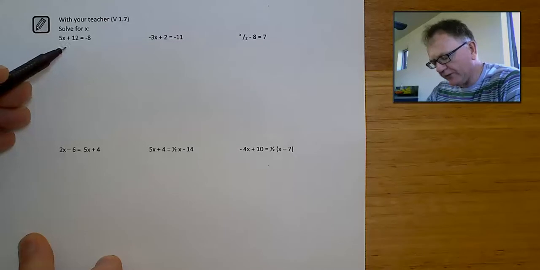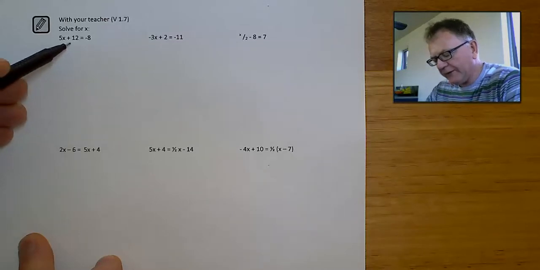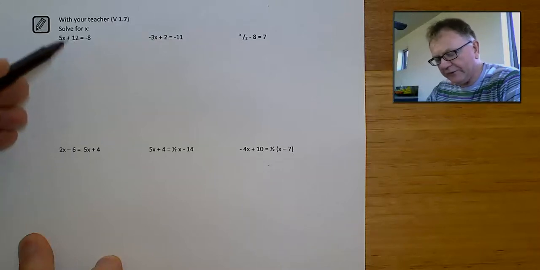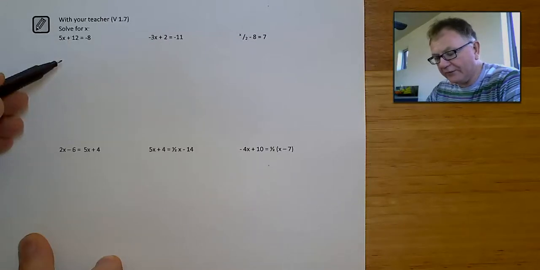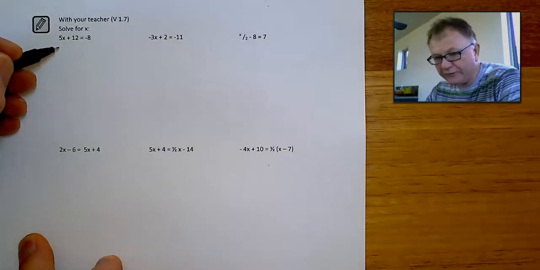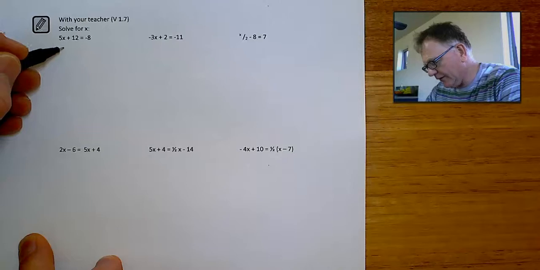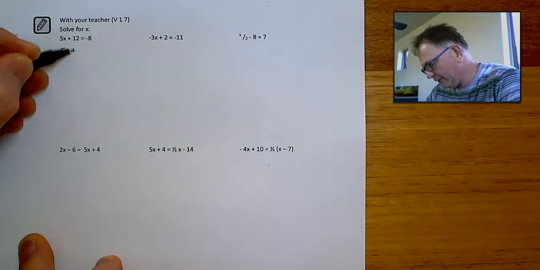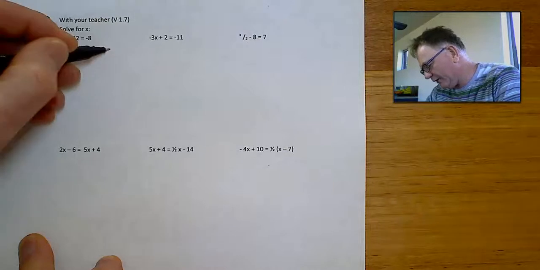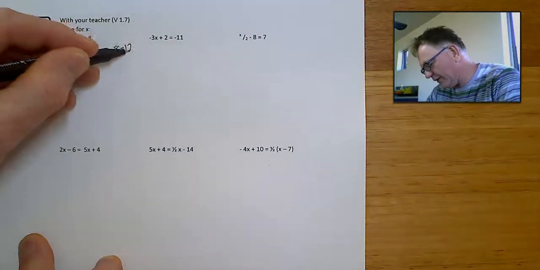Now when they look a bit like this, 5x plus something or something x plus something, the good thing to do is to get rid of that bit first. Now if it's 5x plus 12, I can get rid of that bit by taking away 12 from both sides of the equation. I'm going to put all the steps in here, but later on I'll skip a few steps out. So 5x, and what we're going to do is take 12 from this side of the equation, but I also must take away 12 from this side of the equation.